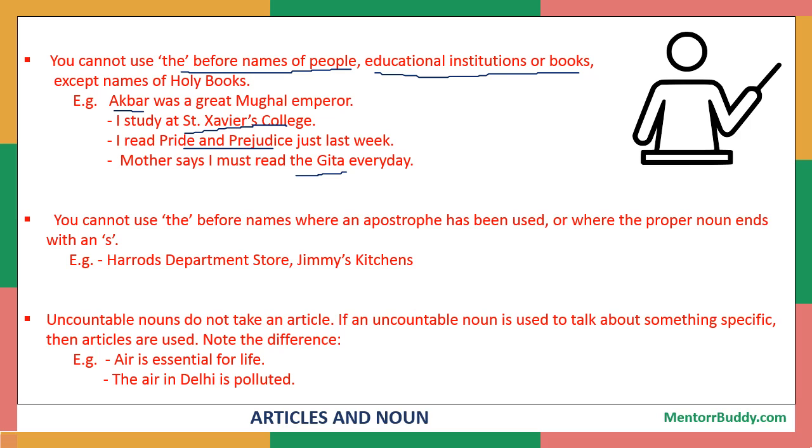Then the next rule says that you cannot use the before names when an apostrophe has been used or where the proper noun ends with an S. For example, Harrod's department. We're not going to make use of the before Harrod's. Then Jimmy's kitchens. Now here apostrophe S shows belongingness or possessiveness, so we're not going to make use of the here as well.